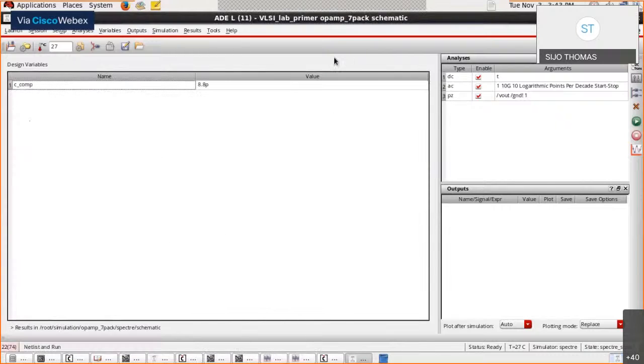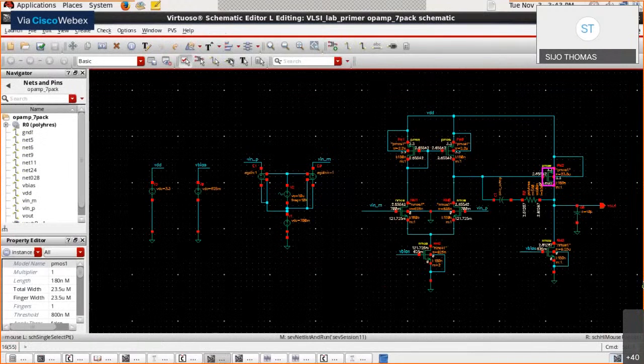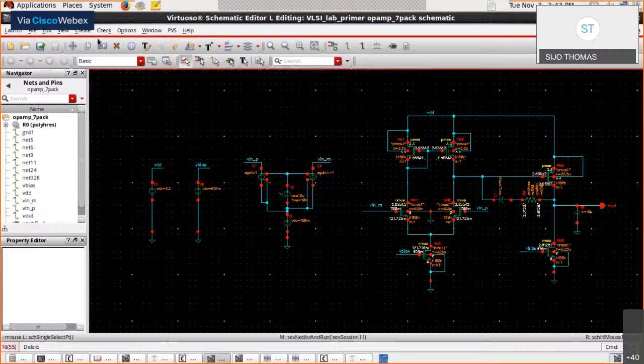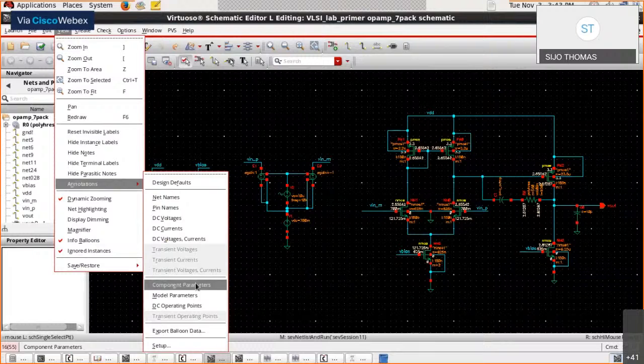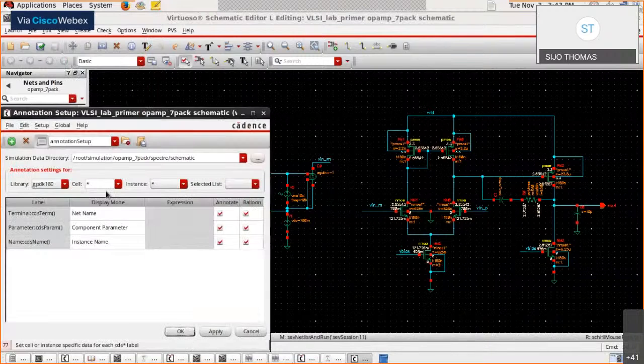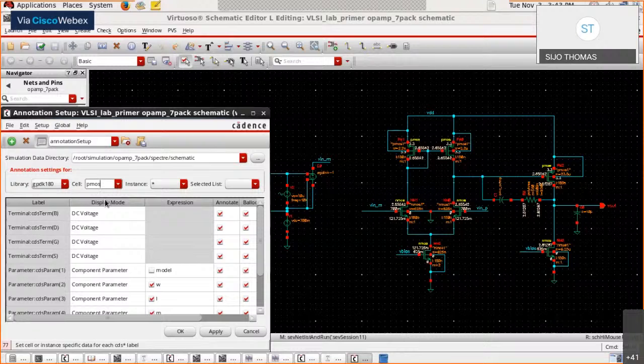Yeah, we can come to the schematic. Naveen, you can come to the schematic one. Go to view, annotations, setup. What we are trying to do is print a maximum of 5 DC operating parameters in the schematic itself, so it will be better to analyze from the schematic. Choose the library you are using, GPDK 180, and which cell you want to highlight the DC operating parameters for.